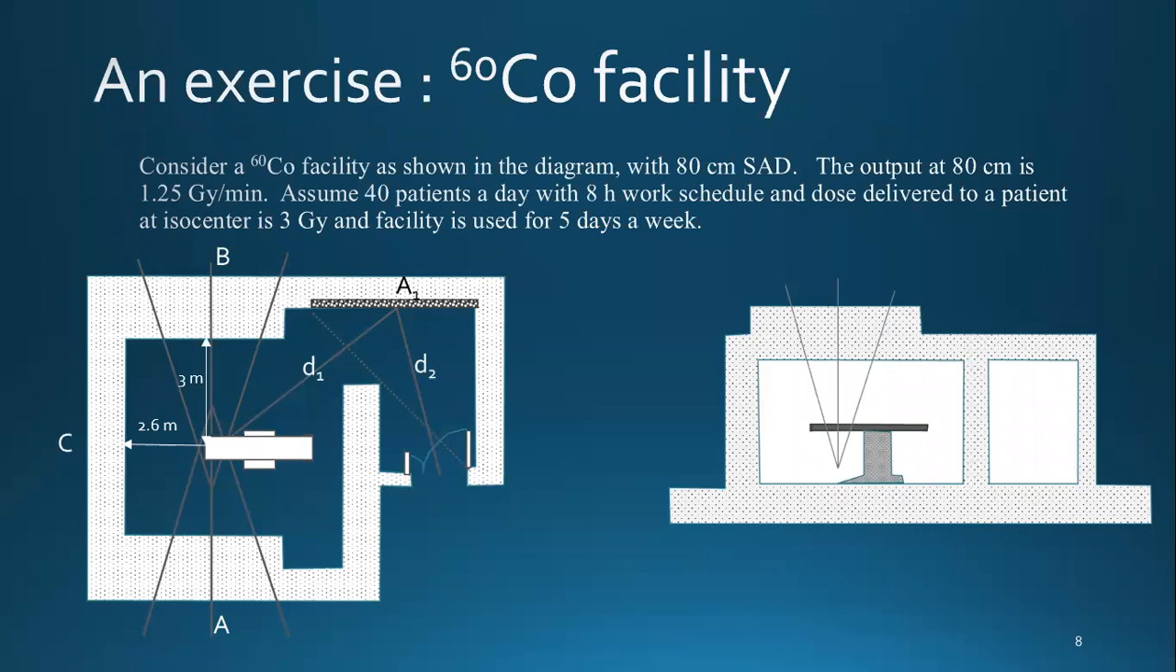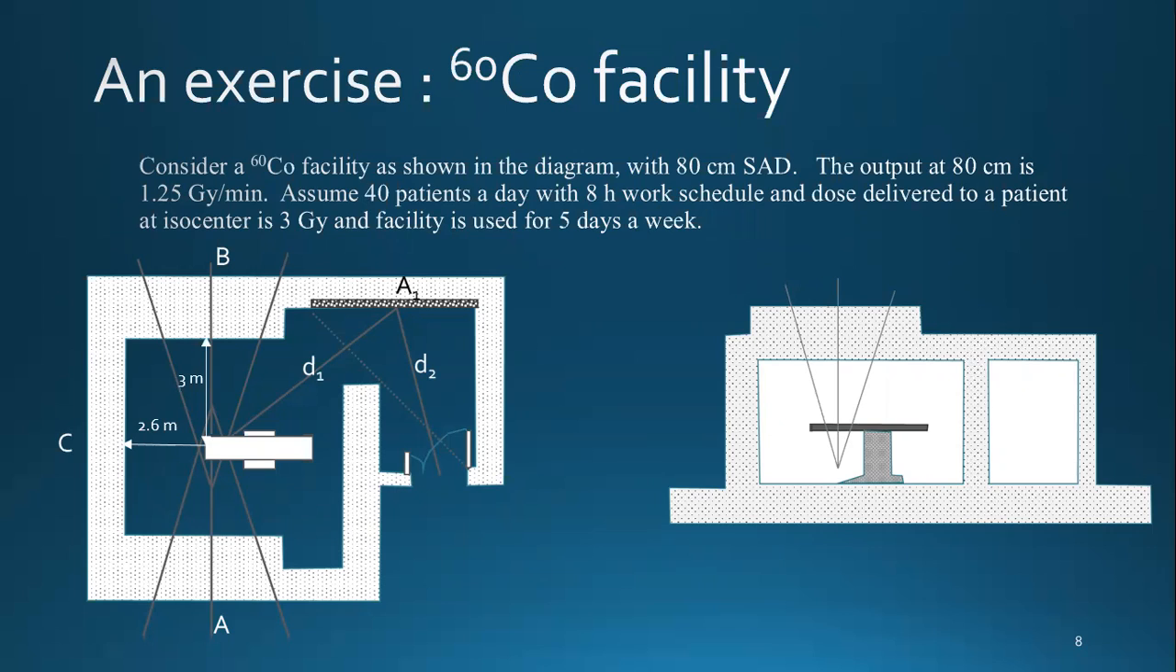Let us now do a sample exercise. I have taken it from an IAEA booklet. This is for a Cobalt 60 facility with an SAD of 80 centimeter. The output at 80 centimeter is 1.25 gray per minute. Assume 40 patients a day with an 8 hours work schedule, and the dose delivered to a patient at the ISO center is 3 gray. The facility is used for 5 days a week.